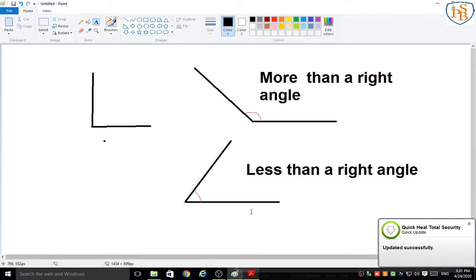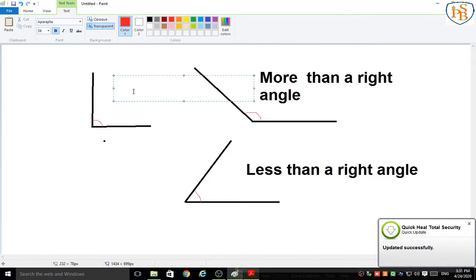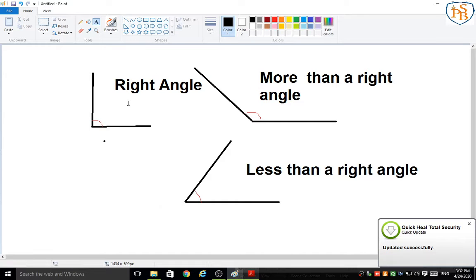Students, if you want, you can draw in your notebook also. I will give you 2 minutes. Okay. This angle shows a right angle. Okay, so it shows a right angle. This we already learned. Still we will revise for 2 minutes. Then this angle shows more than a right angle and it shows less than a right angle.